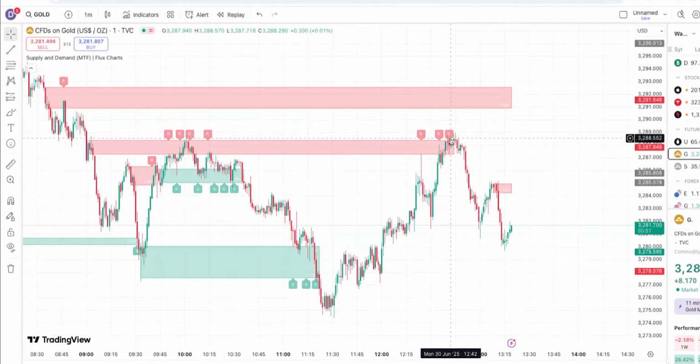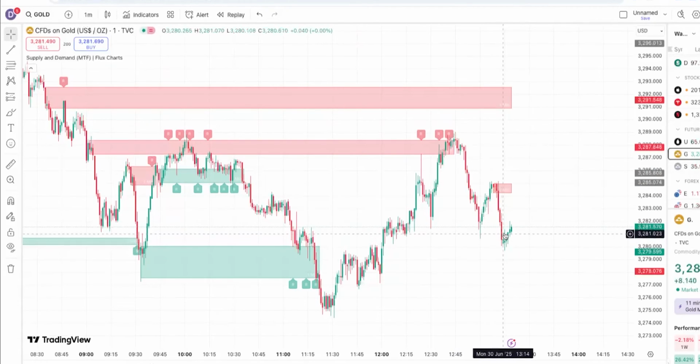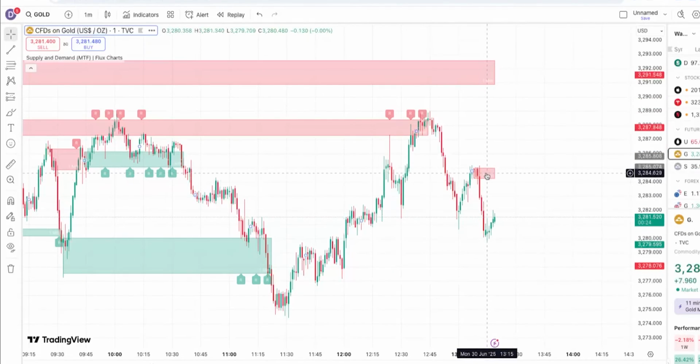And you can see that it did the exact same pattern once again. Went from 3288 all the way down to 3280. Literally hit the zone just with the wick and then carried on turning back around this way. Now you can see that there's a new supply and demand zone at this section right here. So the price might come up to this region and then bounce back off it and carry on going down. But if it goes through it, then you know that it's a definite buy.